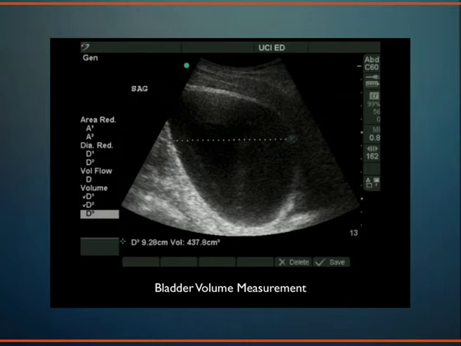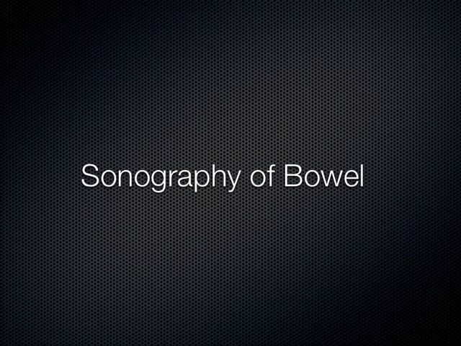So measuring the prostate and having that post-void residual is useful in many different locations, whether you're in the outpatient clinic, the ER, or the ICU. Those are all good information to have about your patient. Does that answer your question? Yeah. Okay. We're going to switch gears now and talk about the bowel.